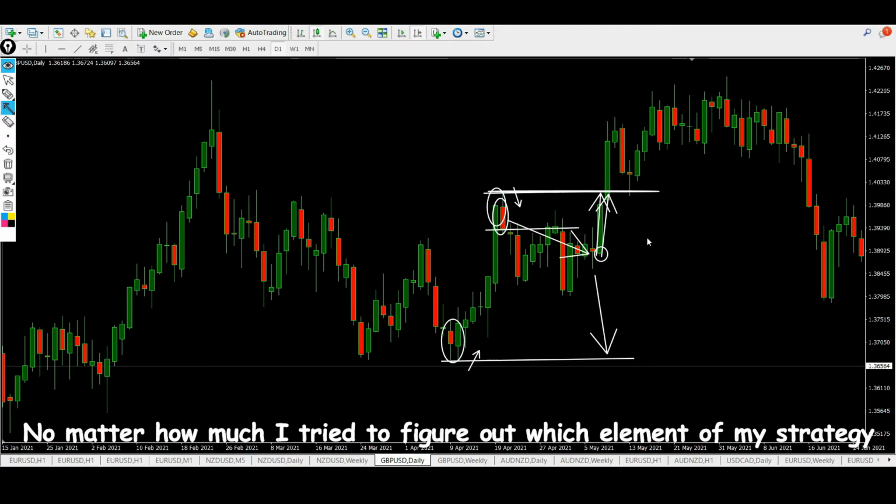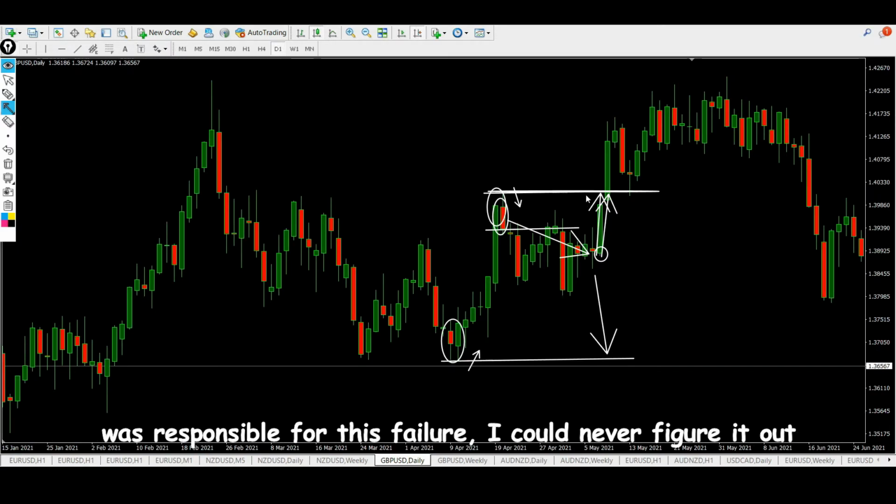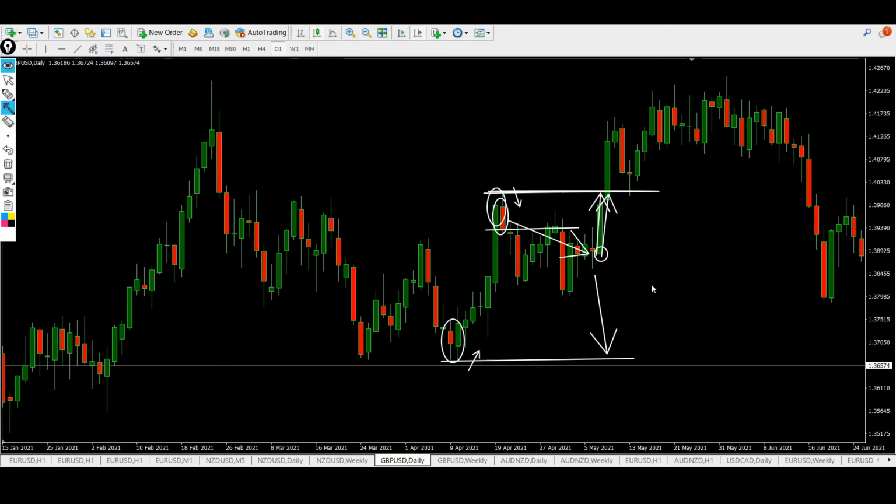And no matter how much I tried to figure out which element of my strategy was responsible for this failure, I could never figure it out. However, now that I labeled the NFP announcement as a situation in which I intentionally do not trade, let me show you how I actually traded this setup.